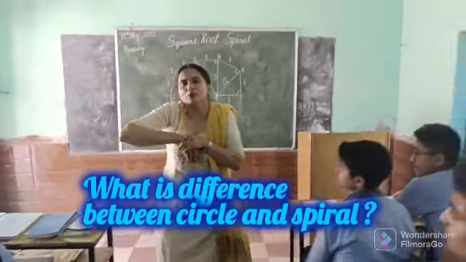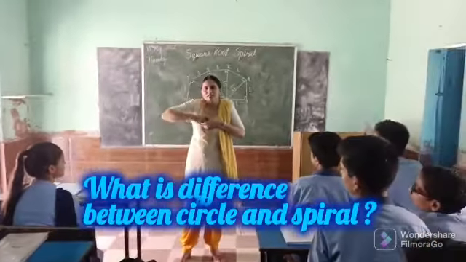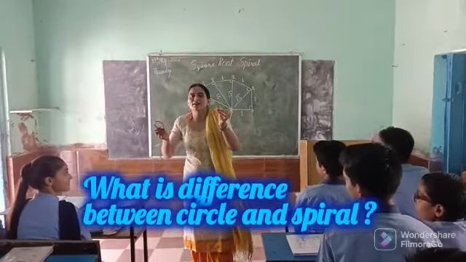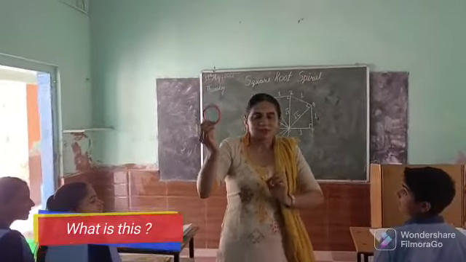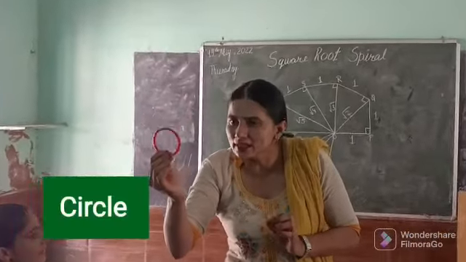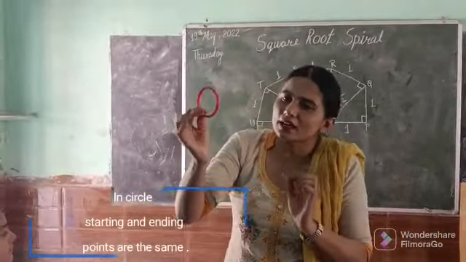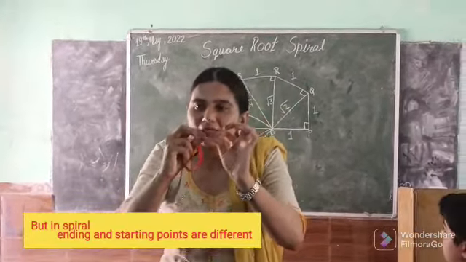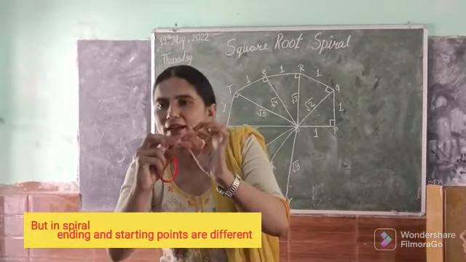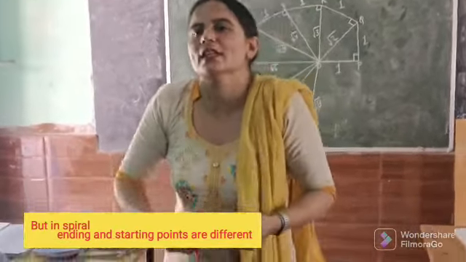And now I will tell you the difference between the circle and spiral. What is this, beta? Circle. This is the shape of a circle. In a circle, starting and ending points are the same. But in a spiral, beta, starting and ending points are not the same.